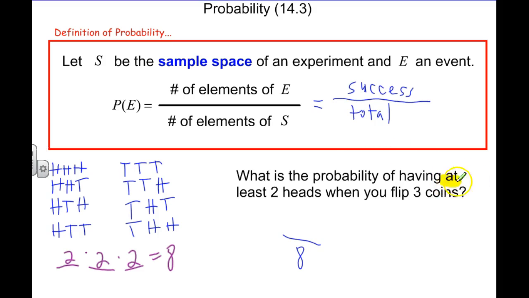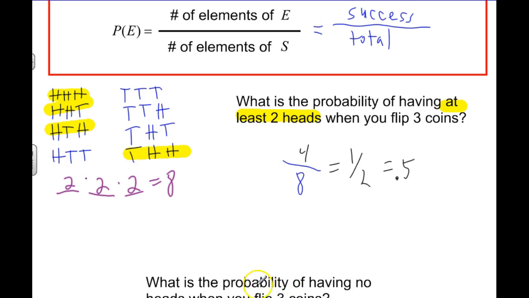Now what are we looking for? At least 2 heads. So how many of these have at least 2? This one has exactly 2 heads. This one has 2 heads. This one has 2 heads. And this one has at least 2. It actually has 3 heads, but that would count. So there are 1, 2, 3, 4 out of the 8 cases. So that would be 4 out of 8, which is 1/2, which is 0.5. Either answer is acceptable. Some students like to write decimals, some fraction, simplified form. Either one is okay.